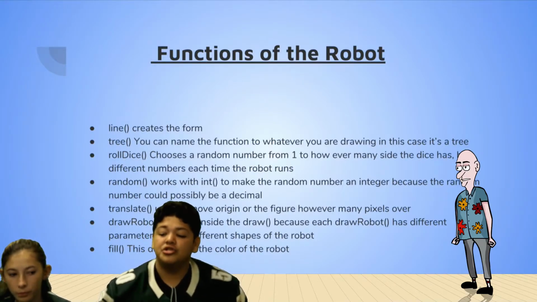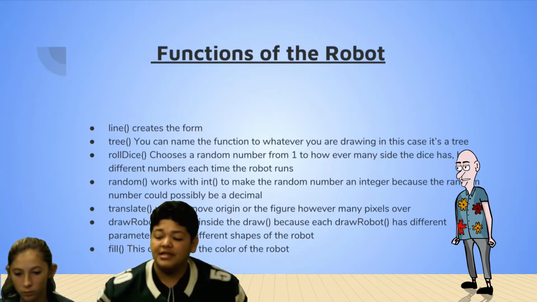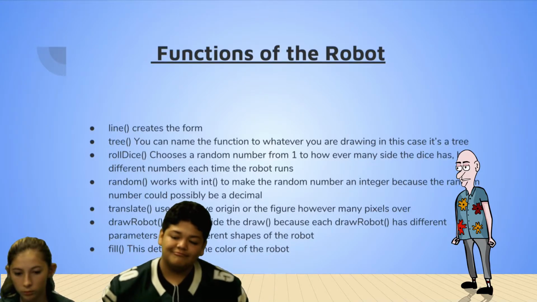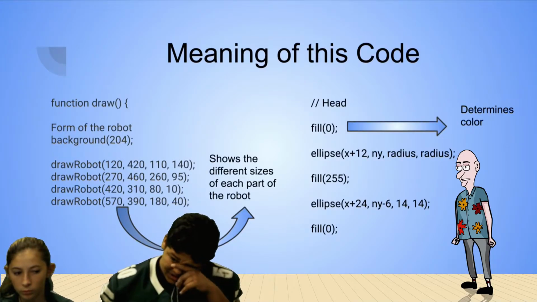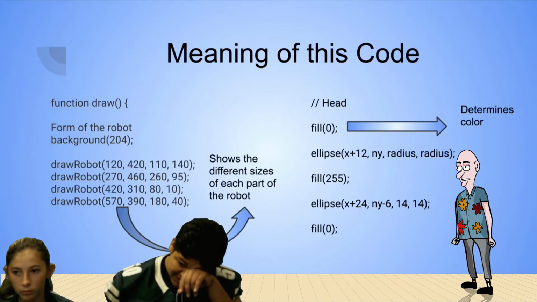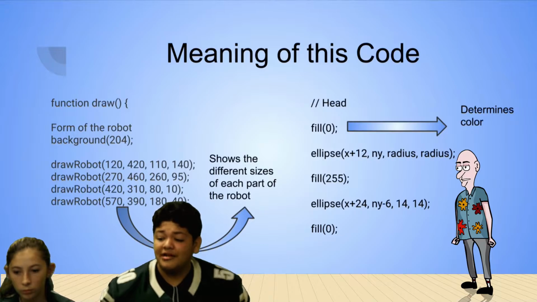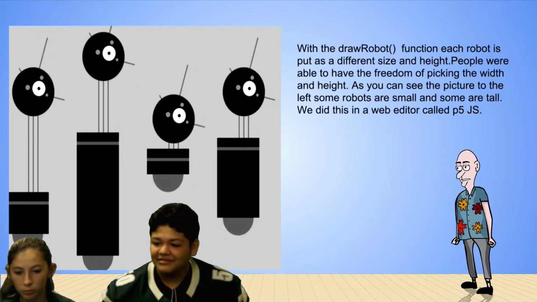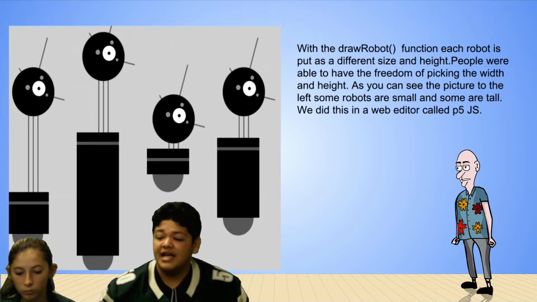Translate is used to move the origin of the figure however many pixels over. Draw robot is used inside draw because each robot has different requirements. This code shows the different sizes of each part of the robot, and this determines the color. With draw robot, each robot is given a different size and height.